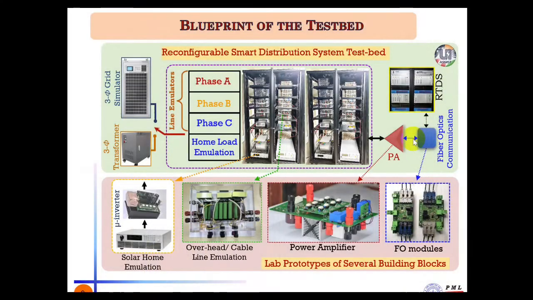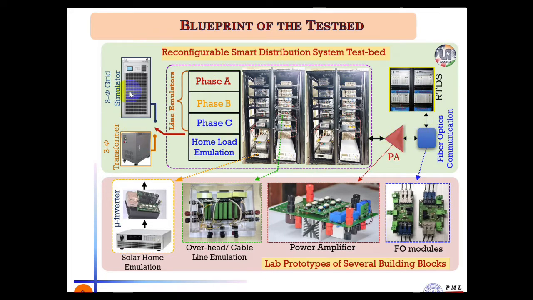Before we take a look at the actual distribution system, let's take a look at the blueprint of the test bed. It consists of sources, line emulators, loads. So the loads will represent the renewable powered homes or non-renewable power homes or other establishment. So this test bed is capable of performing HIL simulation using RTDS, power amplifier and fiber optics cable.